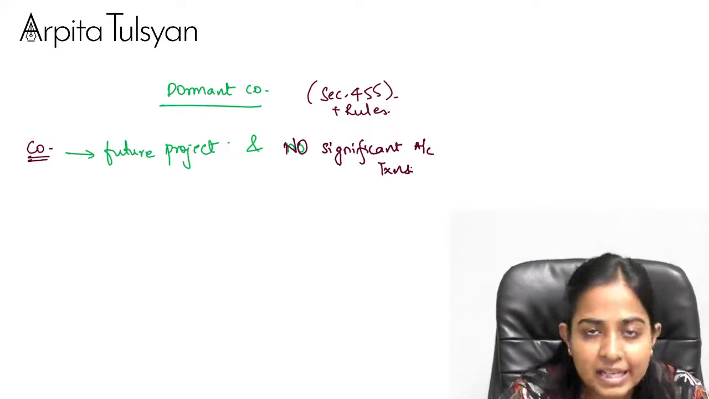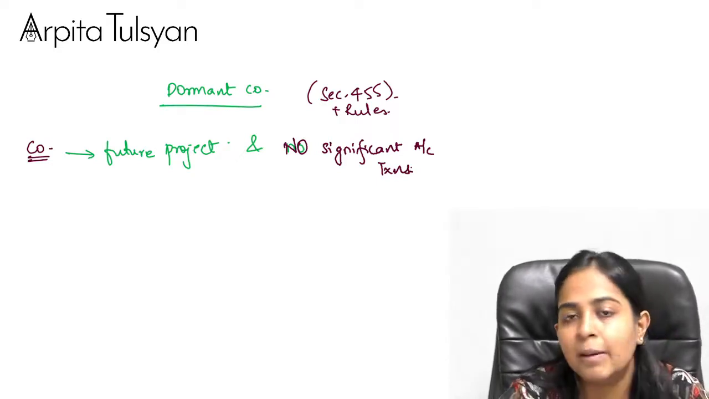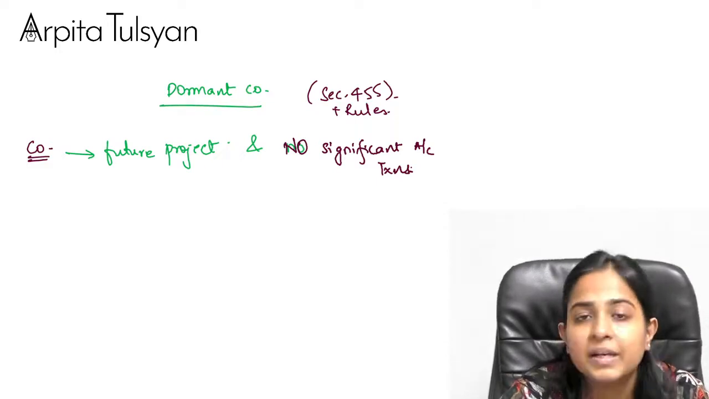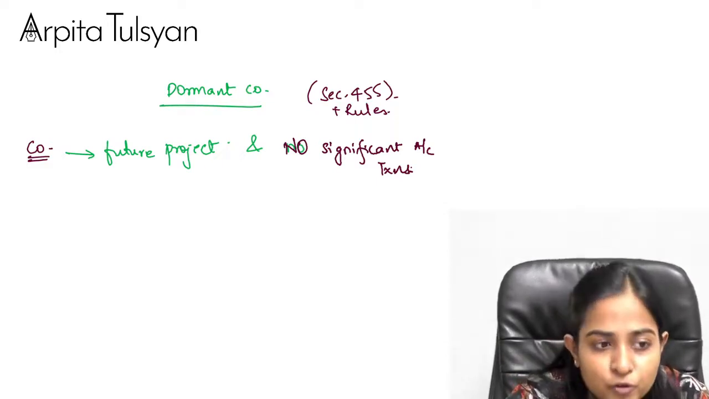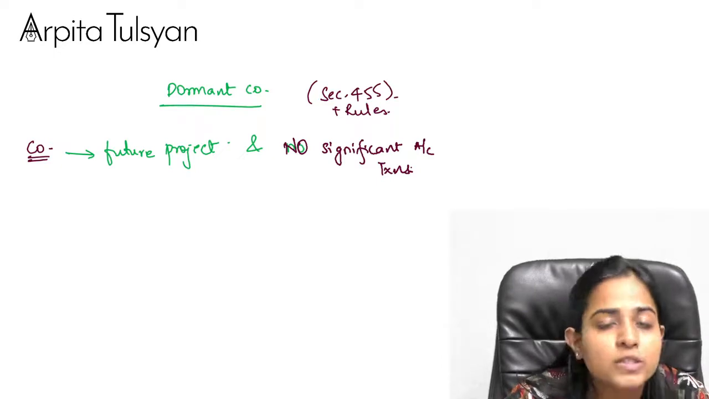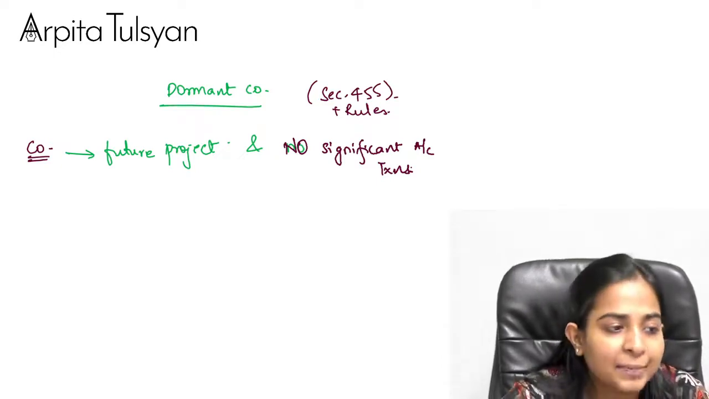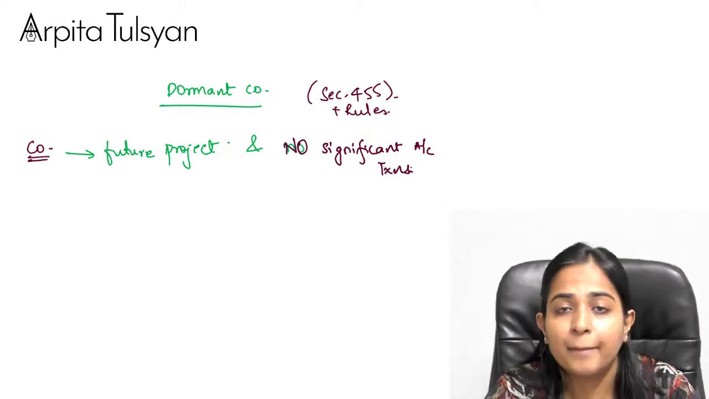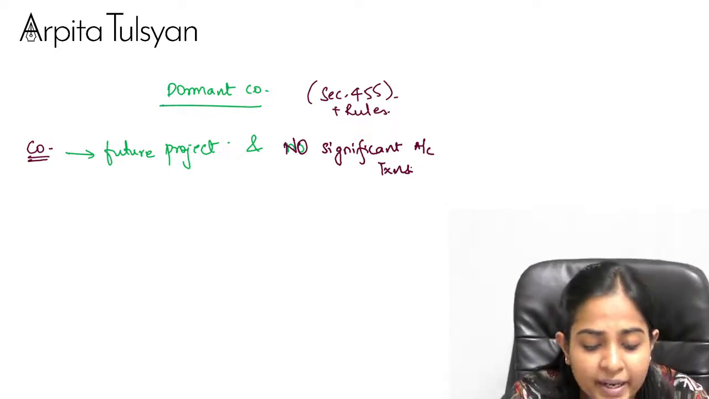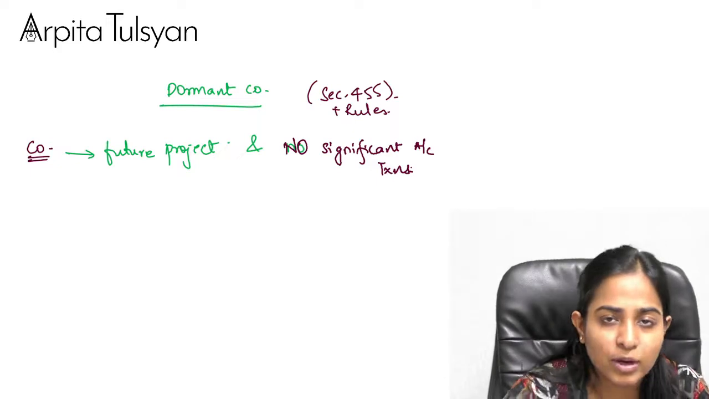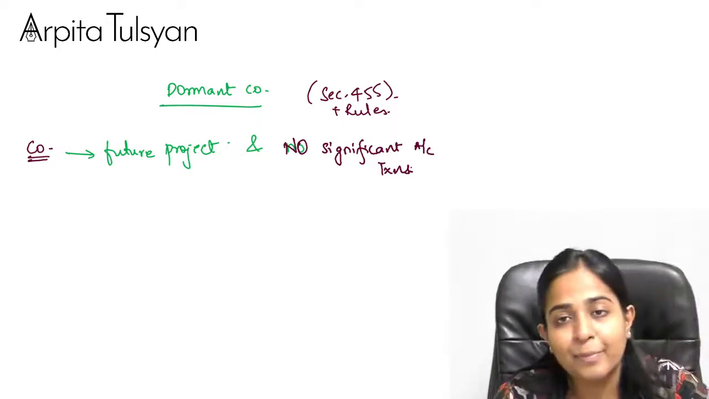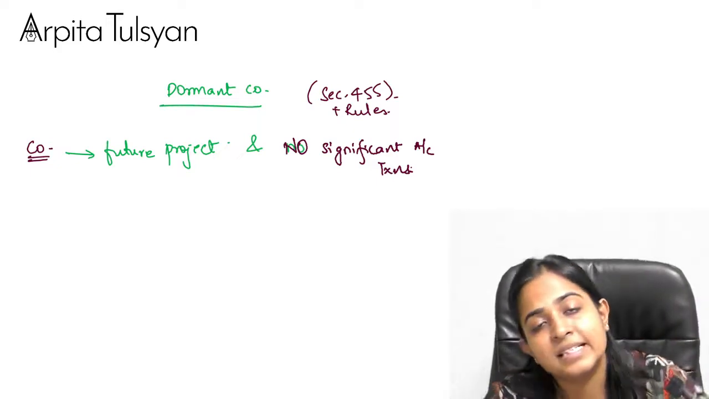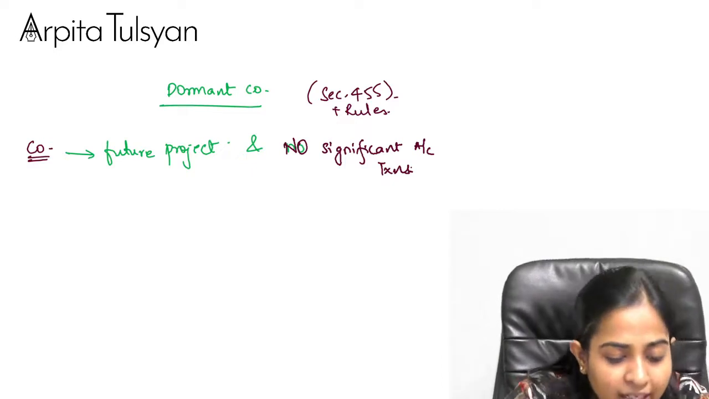The company is in existence, and it is going to do some business in the near future, but as of now there are no significant transactions happening in the company. So this is one such case where the company can be treated as a dormant company. This is one such case where we can make an application to the ROC that, sir, please give us the tag of a dormant company.